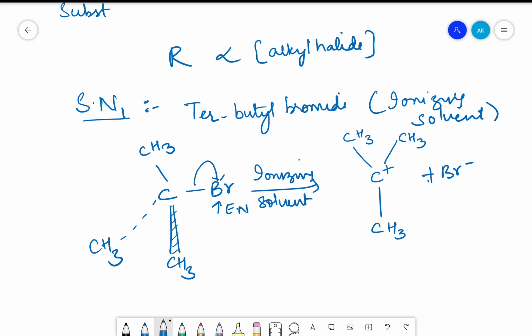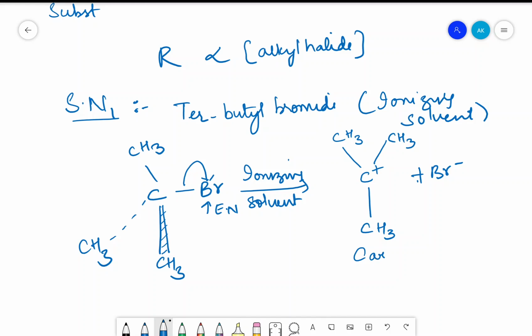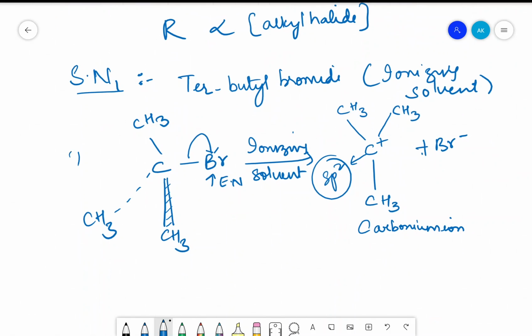In the SN1 reaction, the tertiary butyl bromide, which is in an ionizing solvent, gives us a carbon which has a positive charge and three bonds, called a carbonium ion. The carbon here is sp2 hybridized. This is your first step where we generate the carbonium ion, and this is the rate determining step, the first step.